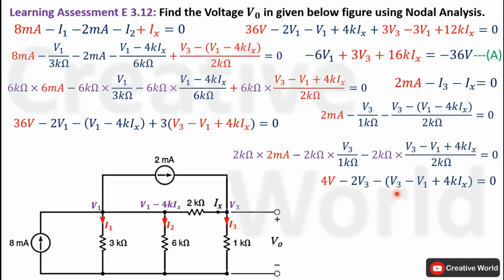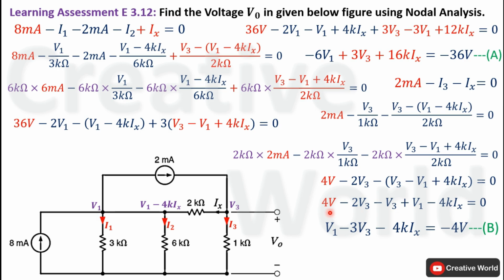Now open these brackets. Minus will multiply with values inside the bracket. It will become minus V3 plus V1 minus 4k Ix. Arrange this equation. Minus V3 and minus 2V3 will become minus 3V3, and place constant value on the other hand side of equal to separate it from variables. We cannot further solve this equation, so we will label this equation as equation B, and it is the second node voltage equation of the network.